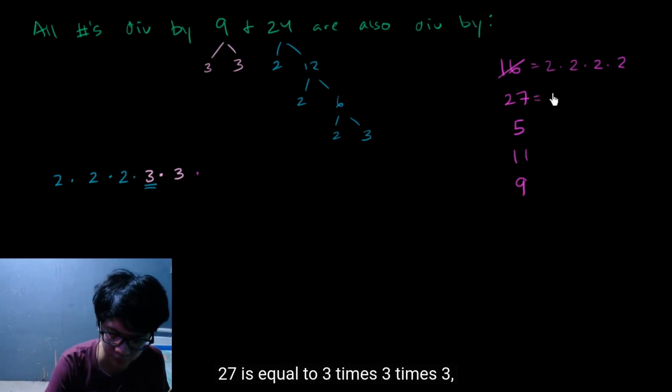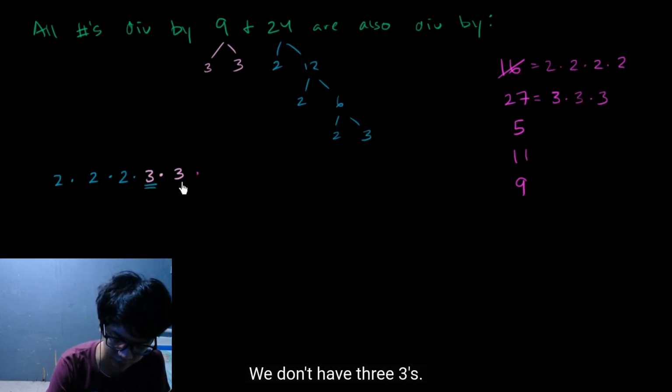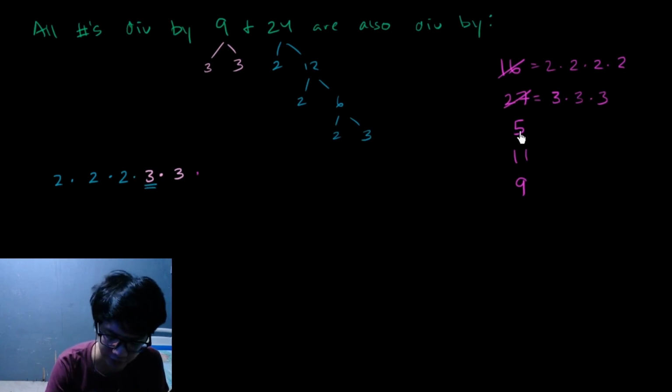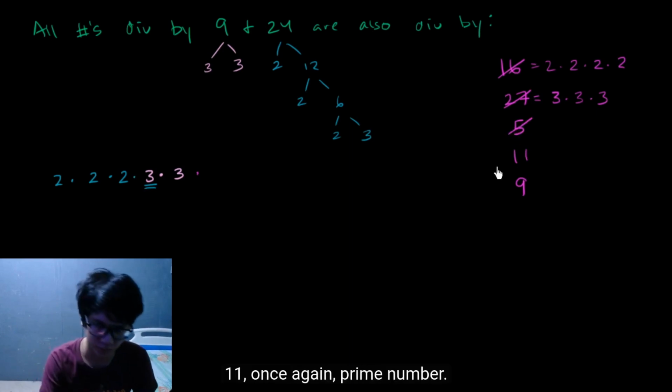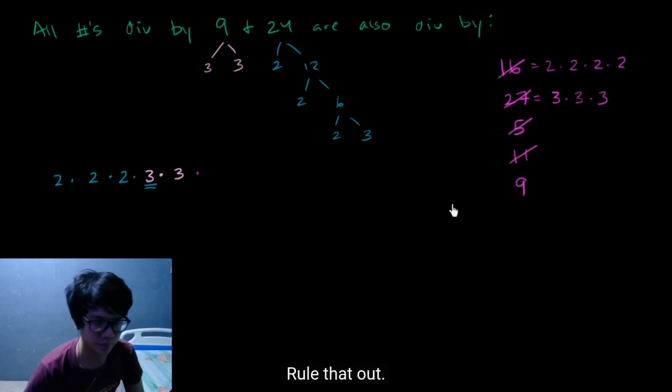27 is equal to 3 times 3 times 3. So you need 3 3's in the prime factorization. We don't have 3 3's. We only have 2 of them. So cancel that out. 5 is a prime number. There are no 5's here. Rule that out. 11, once again, prime number. No 11's here. Rule that out.